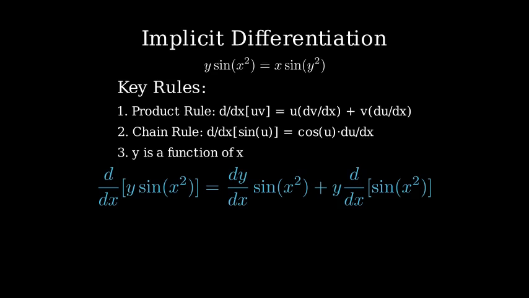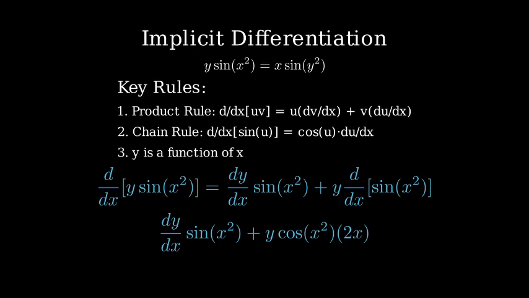Using the product rule, this gives us dy/dx times sin(x²), plus y times the derivative of sin(x²). For the second term, we need to use the chain rule. The derivative of sine is cosine, and we multiply by the derivative of the inner function, which is 2x.